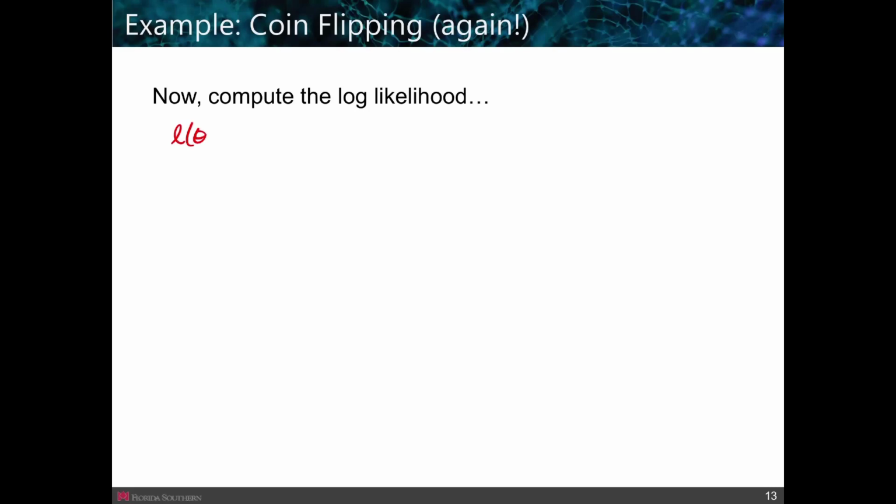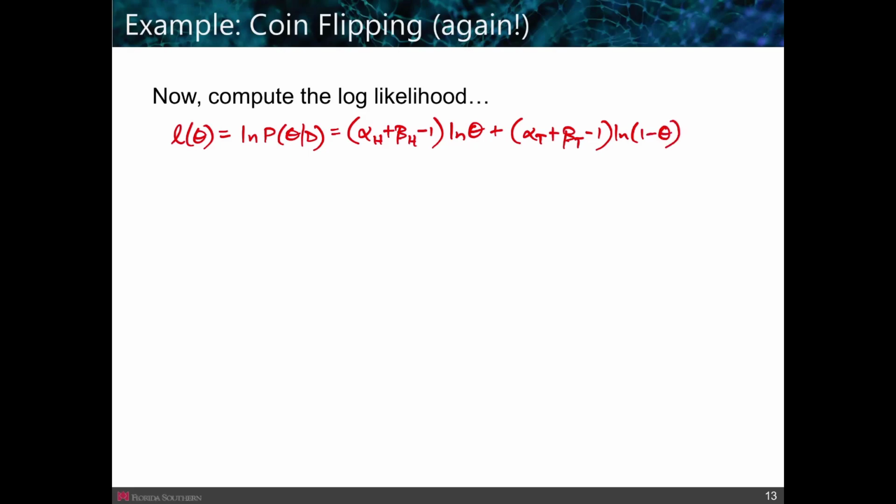So let's write out the log likelihood of that parameter theta. It is now equal to the log of the probability of theta given d, which equals, I'm already going to bring the exponents down. That will be alpha h plus beta h minus 1 times the log of theta plus alpha t plus beta t minus 1 times the log of 1 minus theta. Right, so I already moved all the exponents down and I separated the product into the sum.